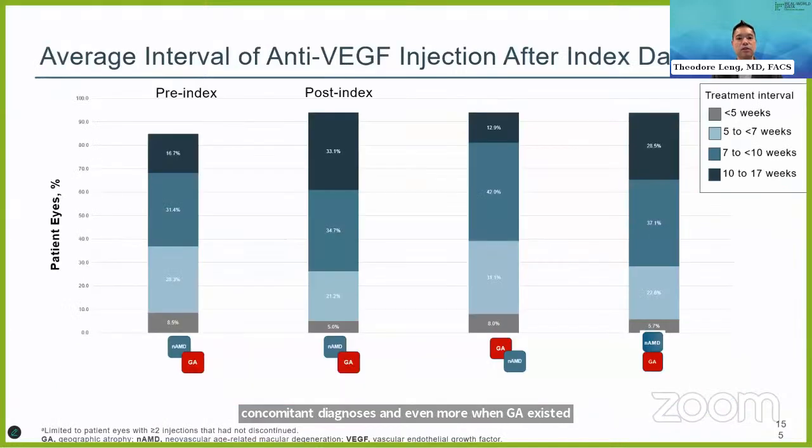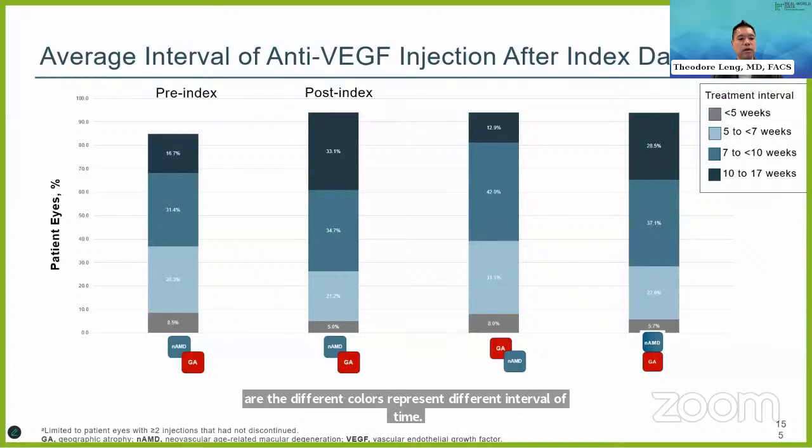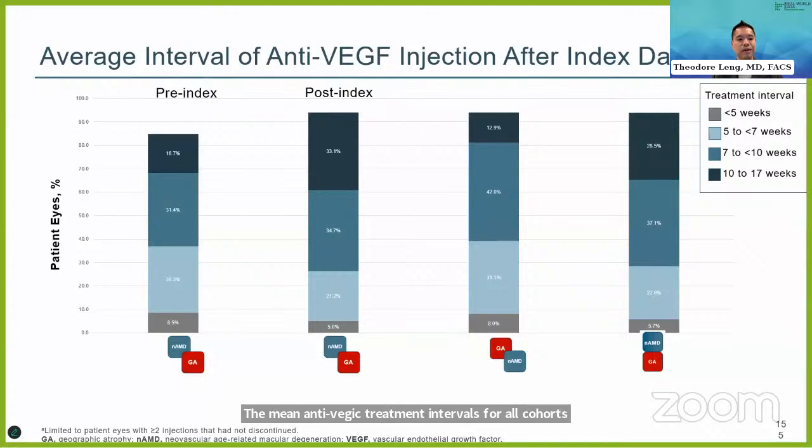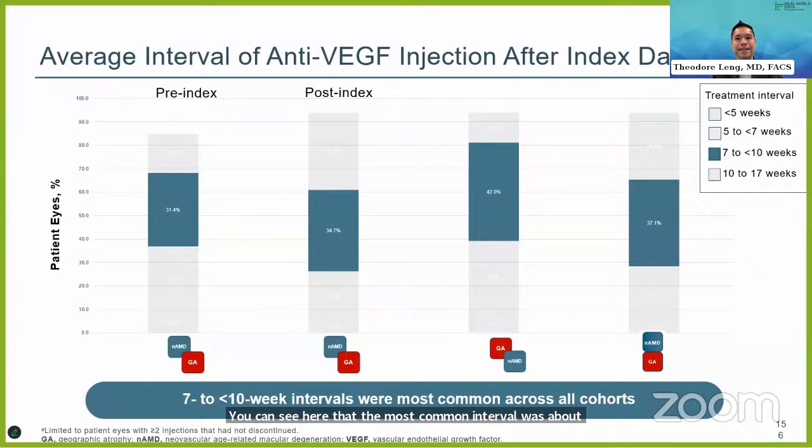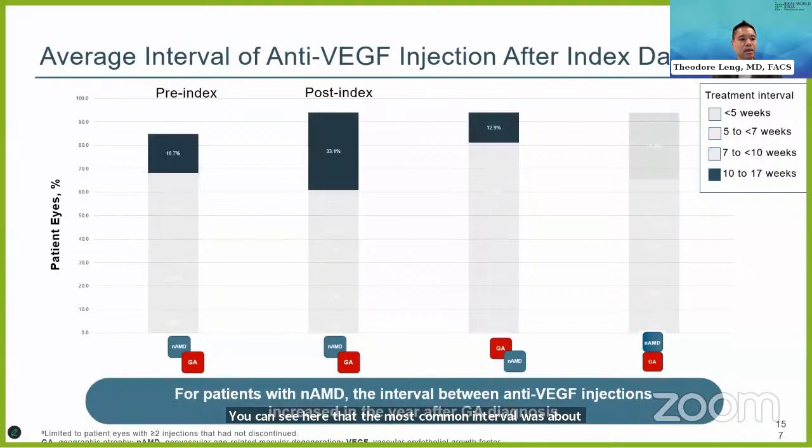We also looked at the interval of injections after the index. Here, the different colors represent different intervals of time. The mean anti-VEGF treatment intervals for all cohorts were similar, between 7.5 and 8.5 weeks. You can see here that the most common interval was about 7 to 10 weeks, which is consistent with prior real-world analyses. For eyes with GA after neovascular AMD, they had more frequent injections during the pre-index period.